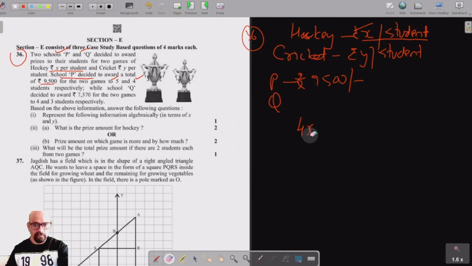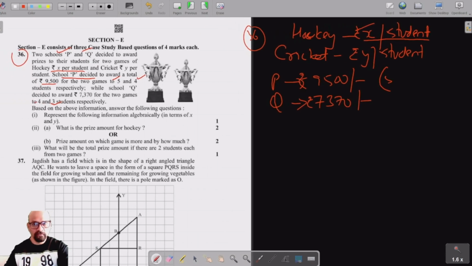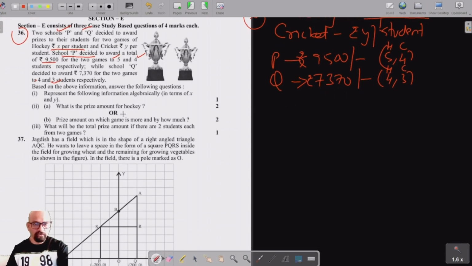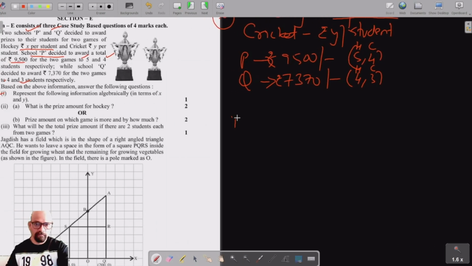Okay, before that, let's just write down the information. And school Q decides to give away a total cash prize of 7,370, and we have 4 and 3 students respectively. So here we have students that is 5 and 4. This is for hockey and cricket. And school Q has students 4 and 3 respectively for hockey and cricket. Now, based on this information, we have to represent the following information graphically in terms of X.